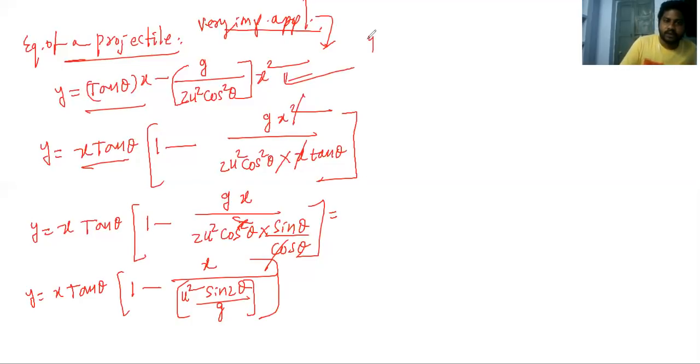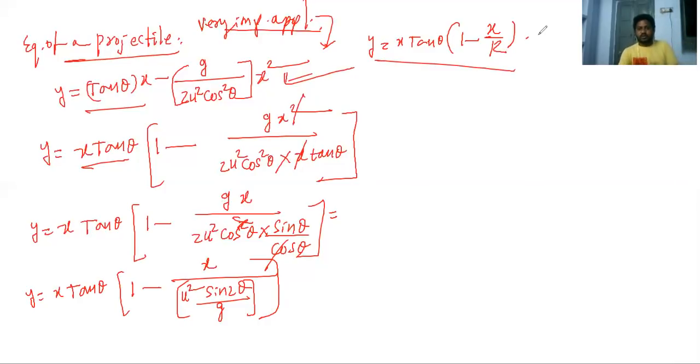Never. Okay. So y is equal to x tan theta into 1 minus x by, and this expression is the range. If you want to write this in terms of range, remember this expression: y is equal to x tan theta into 1 minus x by R. x tan theta into 1 minus x by R. This is a very important expression for solving further problems.